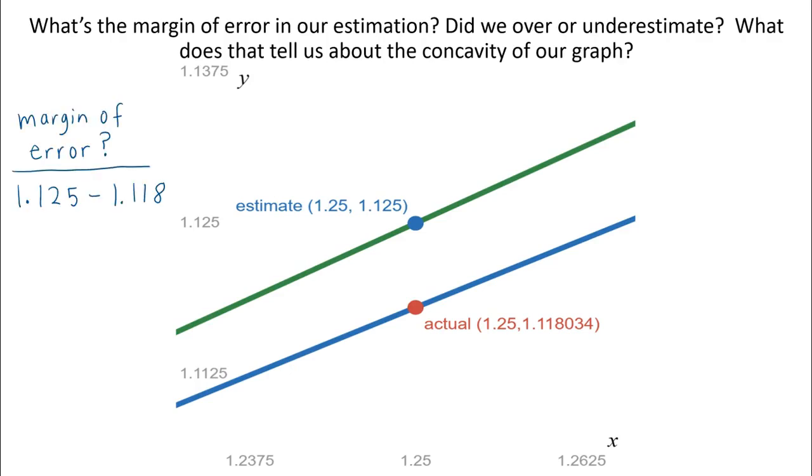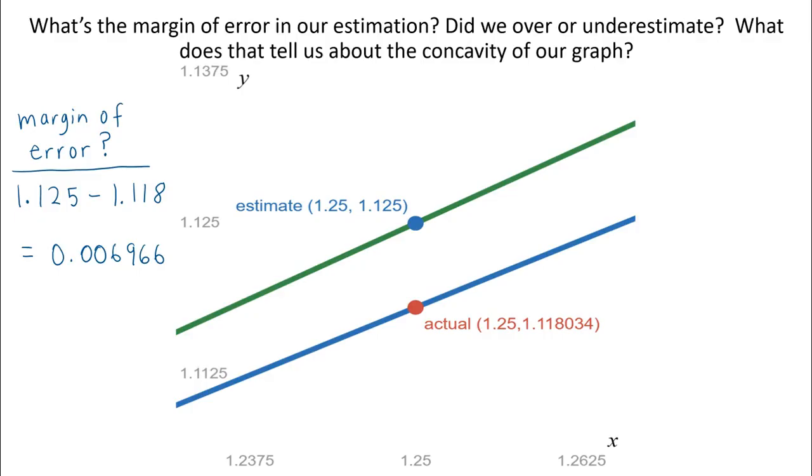To find the margin of error, we just take our estimated value and subtract from that the actual value. So that would be 1.125 minus 1.118, and that gives us 0.006966. Because this number is positive, we know that we've overestimated. If this number is negative, we know that we underestimated.